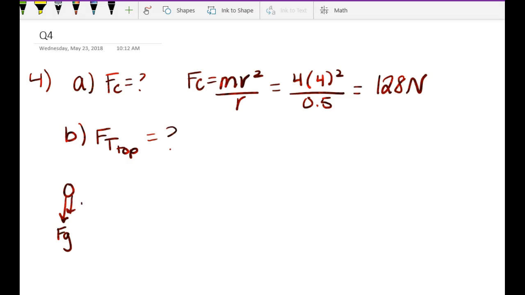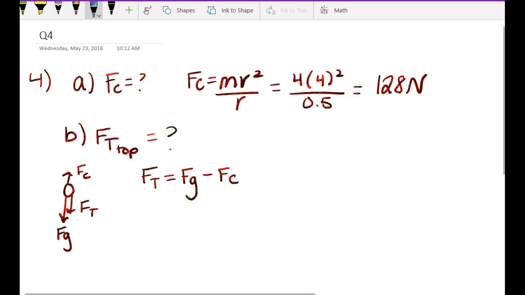There's tension, and there's a centripetal force. Tension is pointing down because it feels like it is tightening downward, and then centripetal is pointing up because that's the result of the centripetal force. You end up with a relationship that says tension is equal to gravity minus centripetal force. It's very similar to the problem like before.